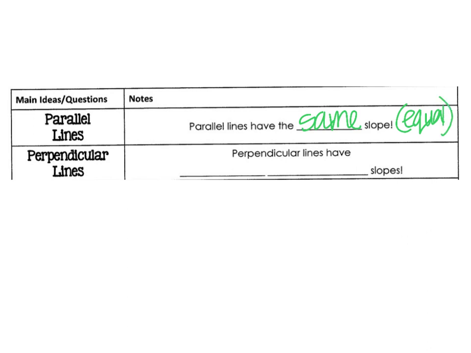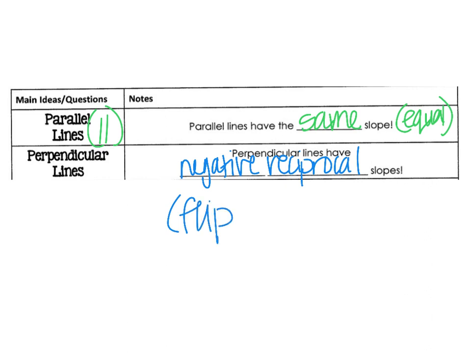And just in case I haven't told you this or you forgot, two little lines like this is the mathematical symbol for parallel lines. Alright. Now, perpendicular lines have negative reciprocal slopes. So in case you don't know what negative reciprocal means, it means we flip it and change the sign.